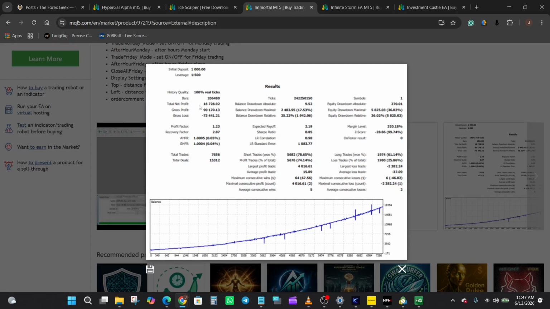Initial deposit was $1,000. Net profit 16,728.92. The profit factor was 1.23, and total trades taken were 7,656, out of which 5,676 were profitable, giving us a 74.14% win rate. But I can see here that the equity drawdown relative was up to 36.02%. That's quite a significant drawdown, and the balance drawdown relative was 25.22%.